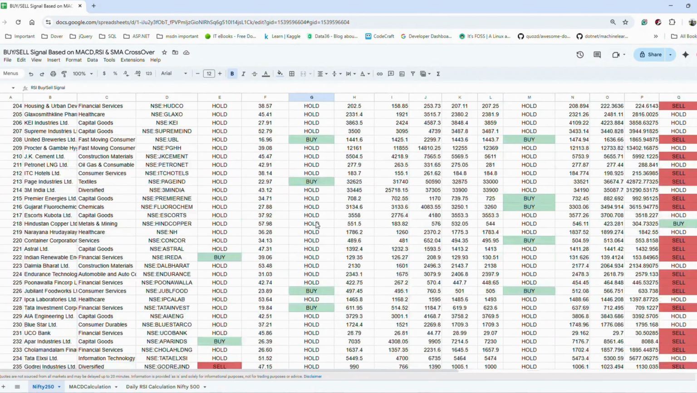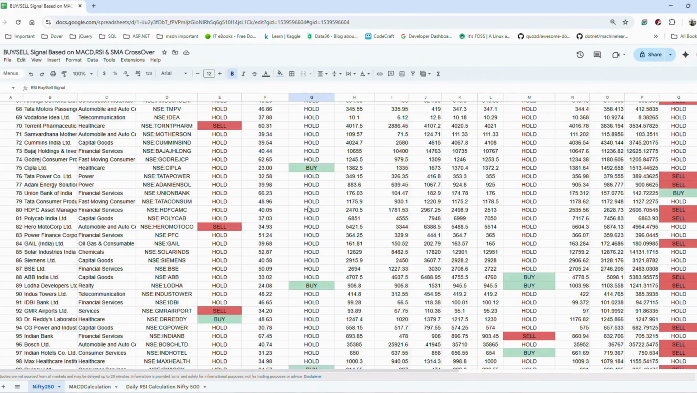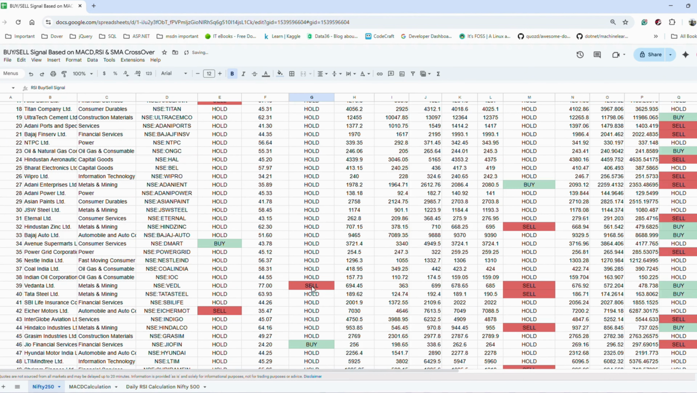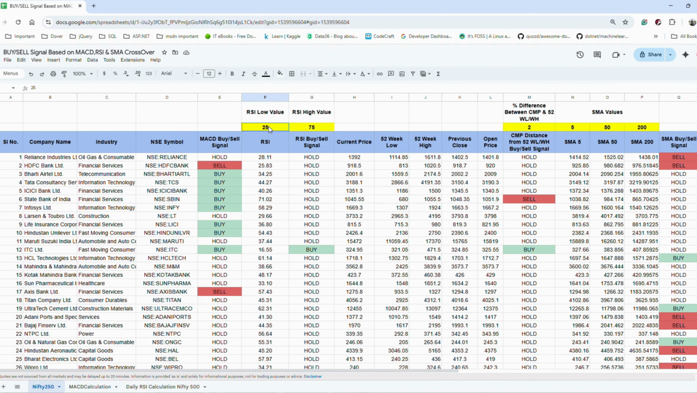See, none of the stocks have more than 80, so you will not get any sell signal. You can change it to 75, and then again, see, for Vedanta it's 77, and that's why it's a sell signal. So it's customizable, you can customize it according to your need.